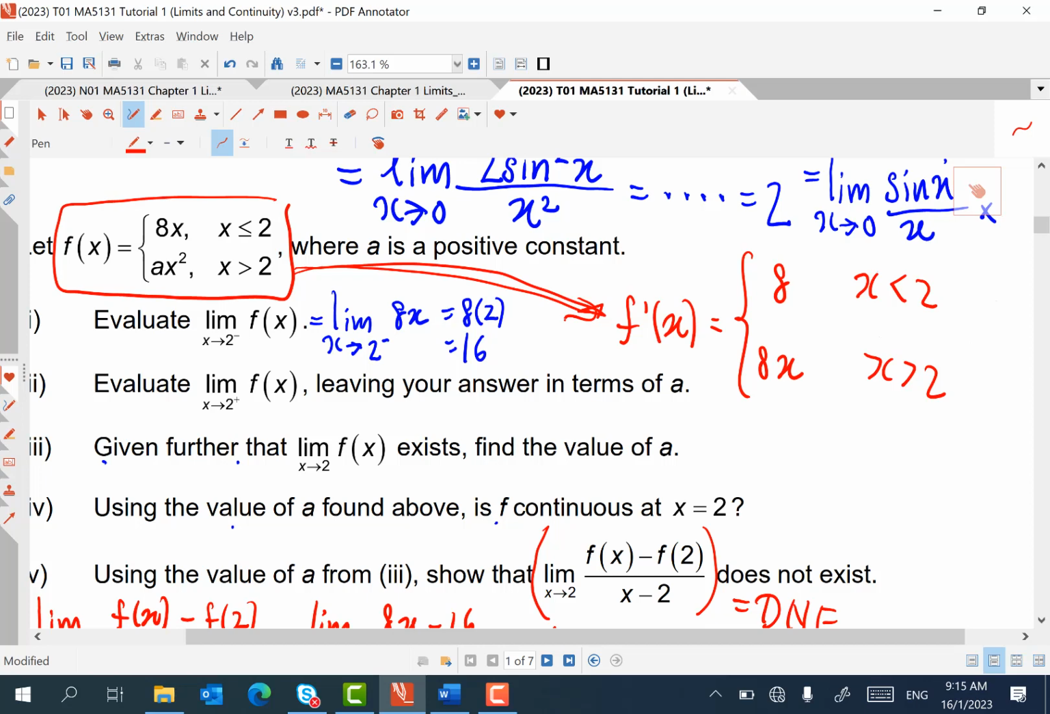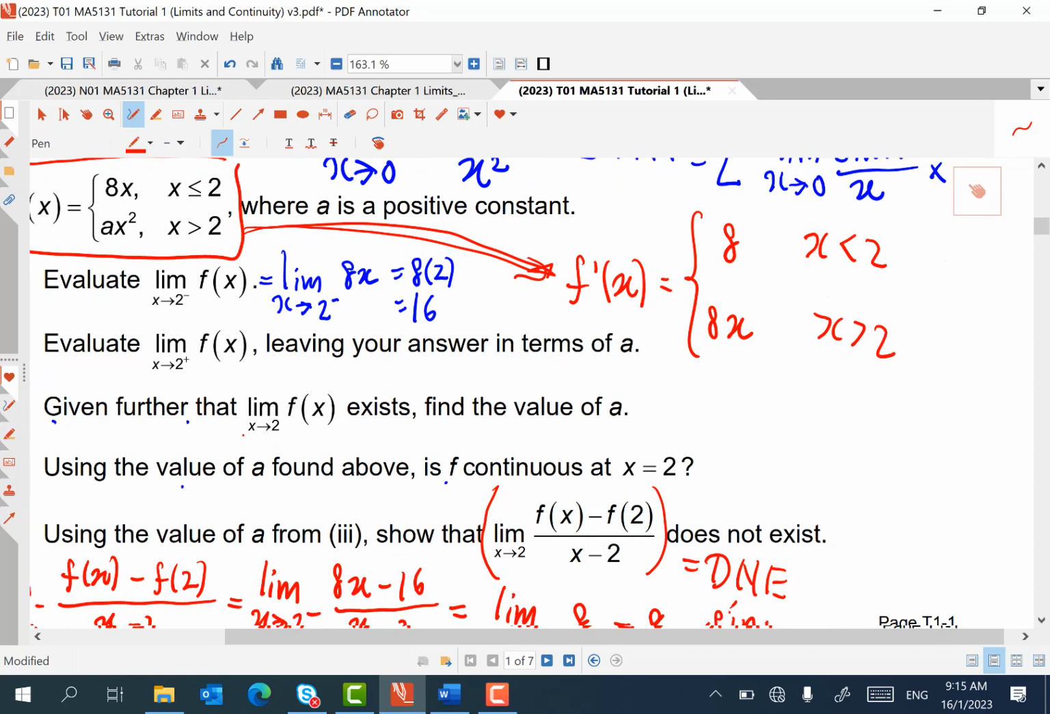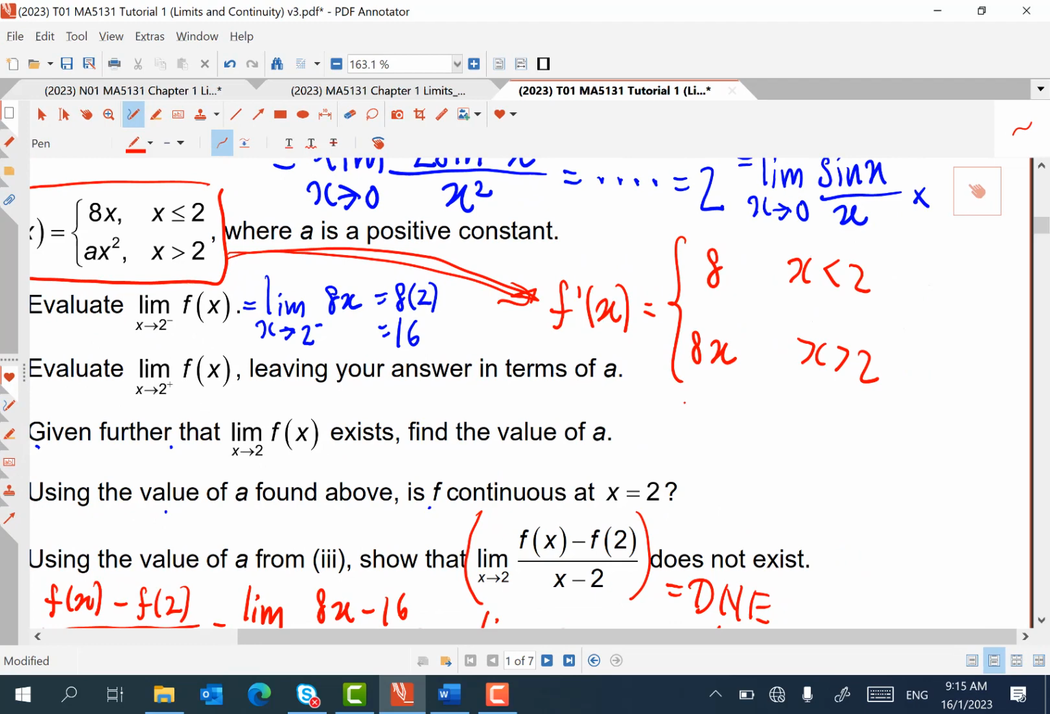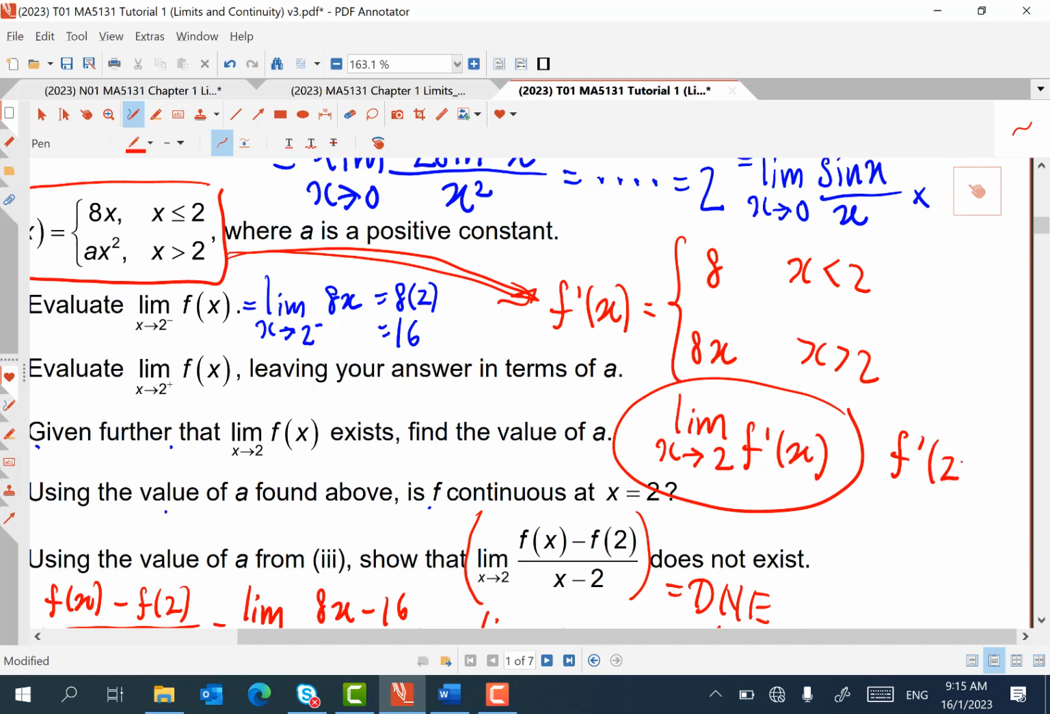Now since we talk about this, I want to tell you something. Some people told me, some people say, can I not do this? Can I do this to judge if f prime 2 exists?